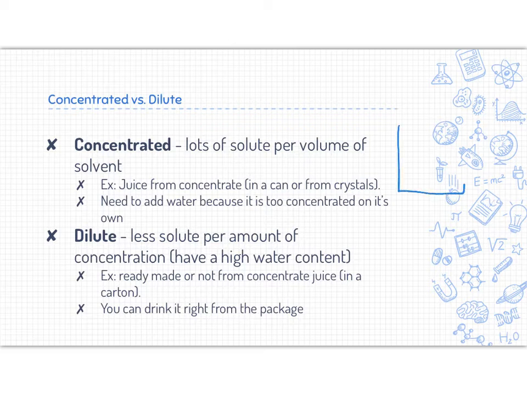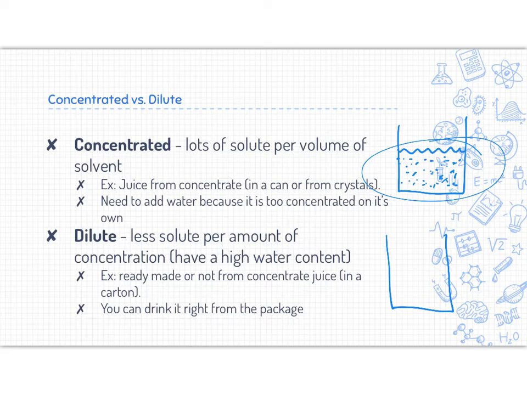So what this looks like is if we have a particular amount, there's lots and lots and lots of solute particles dissolved in there. Okay. So examples are juice from concentrate, so the ones you might get in a can, or mixing from crystals. You need to add water to these because it's way too concentrated on its own and just doesn't really taste good.